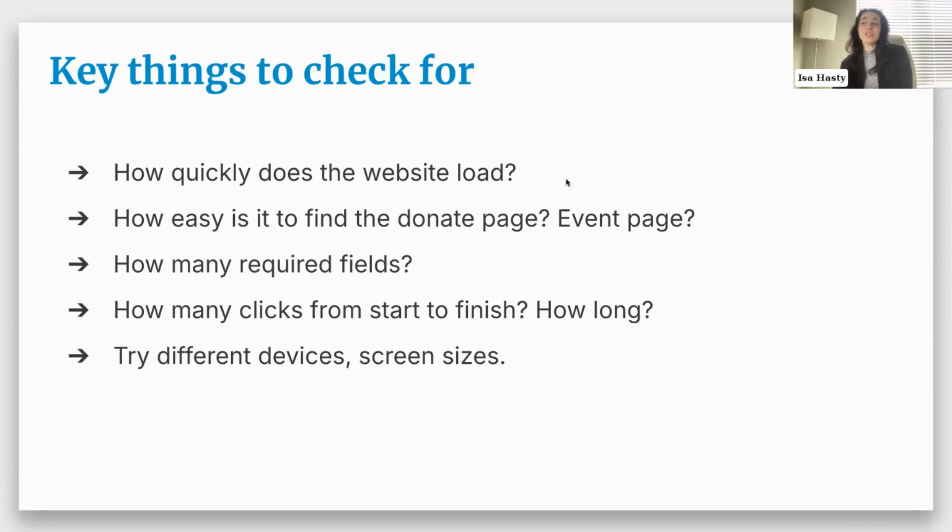So a few things to check for. How quickly does your website load? How easy is it to find the donate page or the event page or whatever? So if you're landing on your home page, you want to make sure that people can easily navigate to the page where you're looking to convert people. How many required fields? So you want to make sure that you don't have too many, but you're getting the information that you want. How many clicks from start to finish? So how long does it take to actually go through the process?